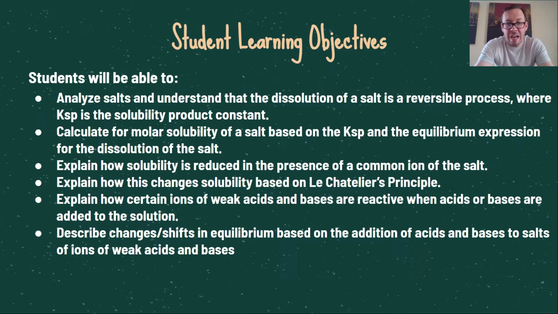Explain how certain ions of weak acids and bases are reactive when acids and bases are added to the solution. And describe changes and shifts in equilibrium based on the addition of acids and bases to salts of ions of weak acids and bases. So this is definitely a little bit more complex than probably some of the labs that we've done previously. So it would be very beneficial to just take things slow and make sure you ask questions, because in the lab, there's really three parts that you're going to go through.